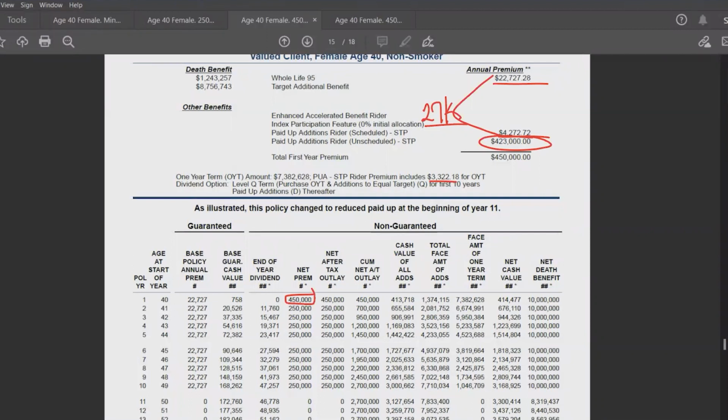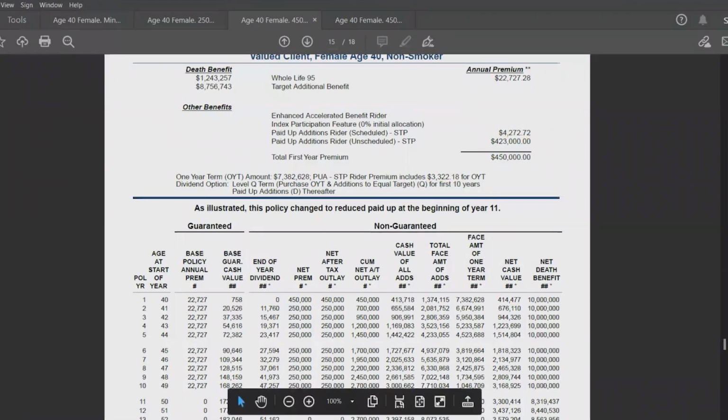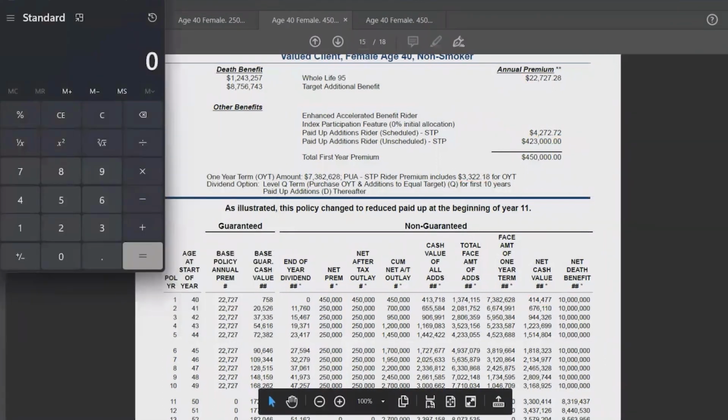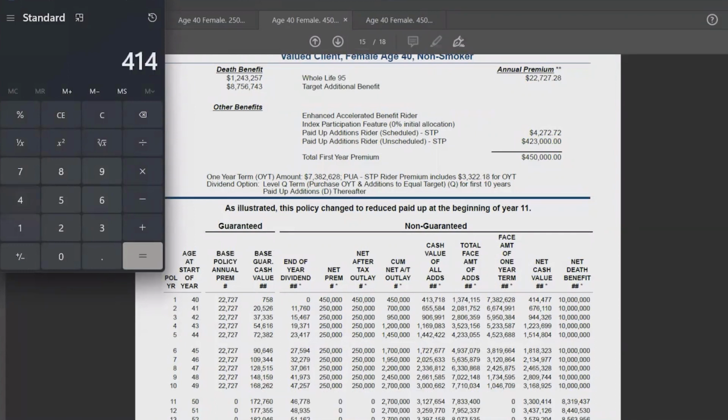What's your first year cash value? 414. Question, is that 87% or 88%? It's not. Want to see what it is? Here's what you can do here. Do the same thing. So take your cash value, 414,477, and divide it by 450. Now what do you have? 92% right out of the gates.